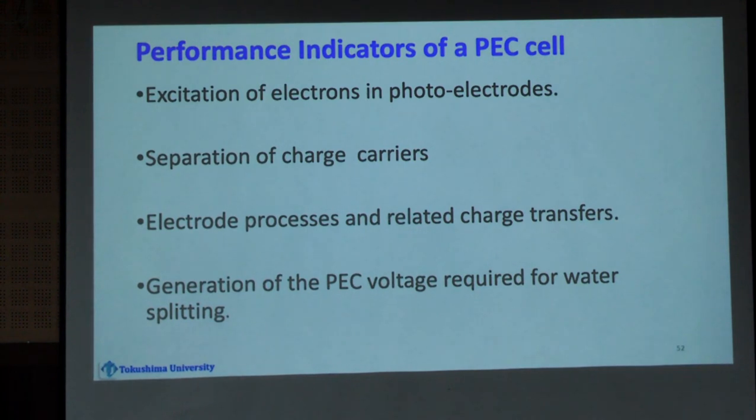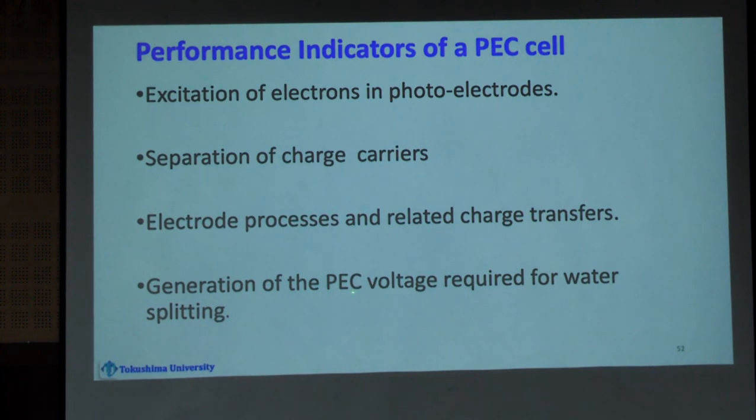Performance of these PEC cells, photoelectrochemical cells. Excitation of electrons in the photoelectrode: how this electron is excited decides the performance. Separation of charge carriers, positive and negative: how these charge carriers are separated, okay? Electrode process and related charge transfer: how electrons jump from one electrode to another. And this way, you can get good performance.